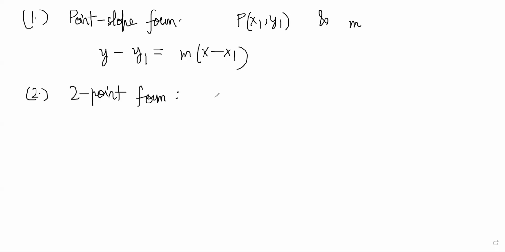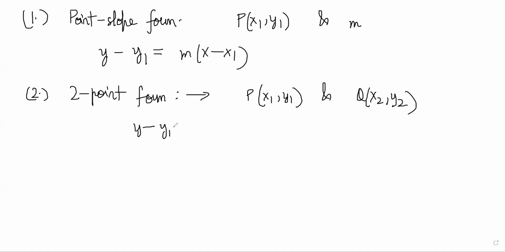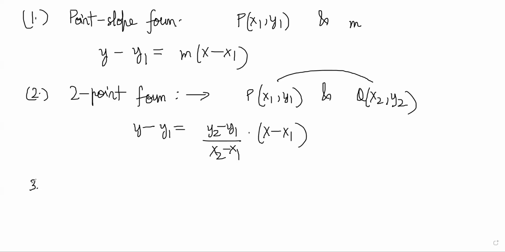In this case, the equation would be, if you know 2 points P and Q, y minus y1 is equal to m, but m you can write in terms of these 2 points. So it will be y2 minus y1 by x2 minus x1 into x minus x1. Then the other form is the standard form, which is ax plus by plus c is equal to 0.